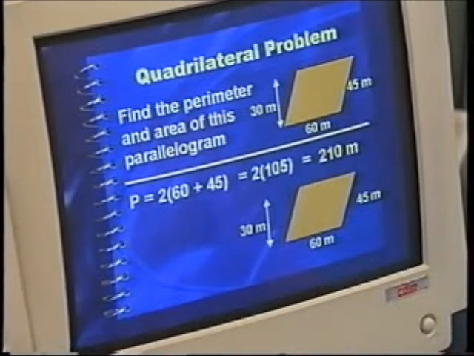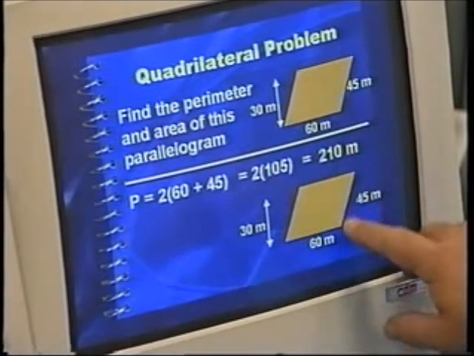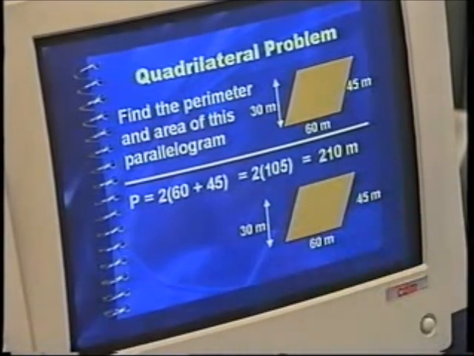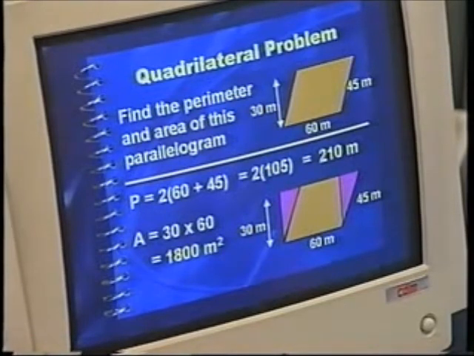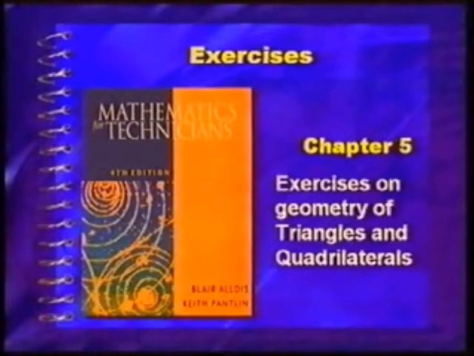For the area, we use a little trick. We can transfer this part to that part over there, as I've done in the diagram. And then you create a rectangle, which is 30 meters by 60 meters. And of course, the area of that is 1800 square meters. Now, you should practice some problems from chapter 5 in your book.